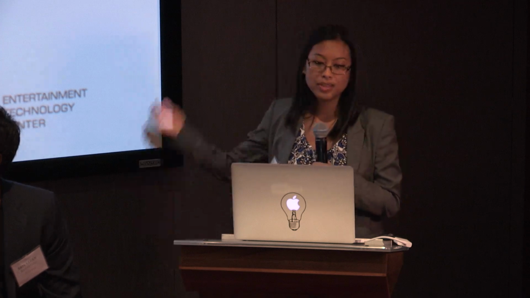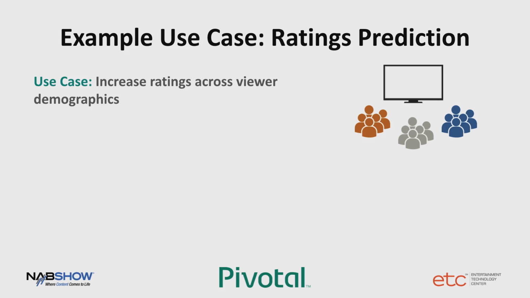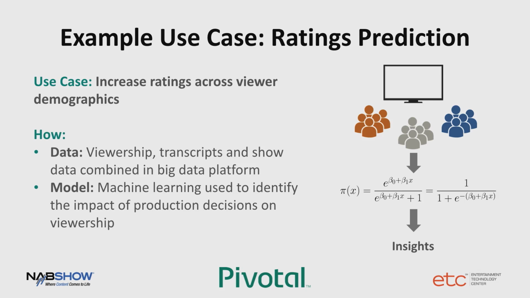I want to walk you through a specific use case. One of the things we worked on recently was trying to predict ratings. For a specific show or shows, this is a common use case, we want to increase our ratings across various user demographics. So people who watch. And the question is, how? How do we do this?